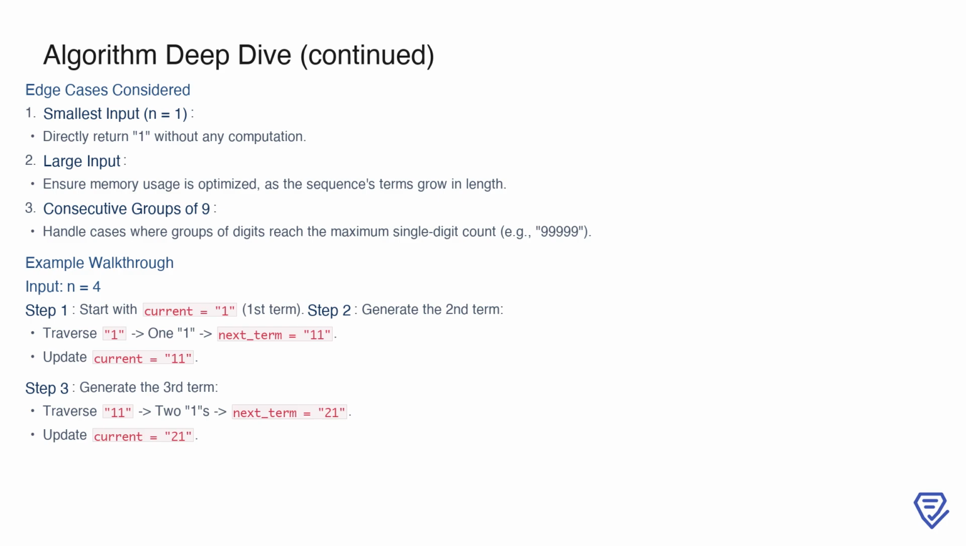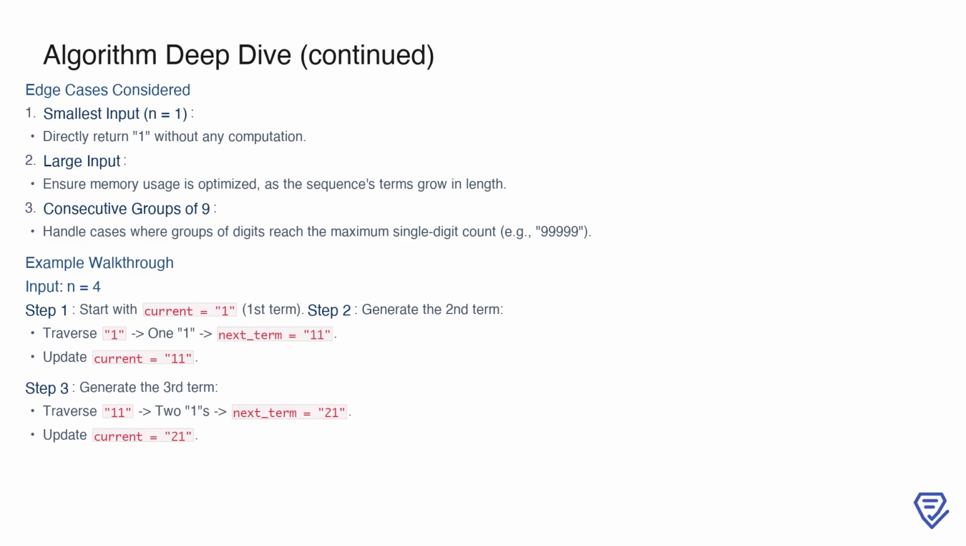For the smallest input, when n equals 1, the algorithm simply returns 1 without performing any computation, as this is the base case. For large input values, memory usage becomes crucial since the terms grow in length. The algorithm must handle these efficiently to avoid unnecessary overhead. Another edge case involves groups of digits reaching the maximum single-digit count, such as 99,999, which requires careful handling to ensure the count is processed correctly.